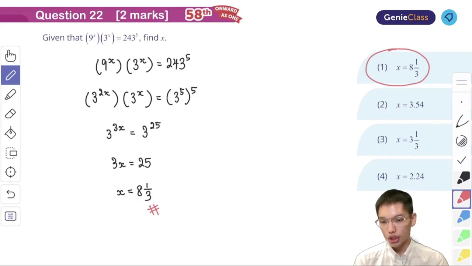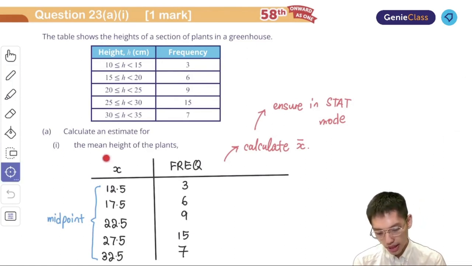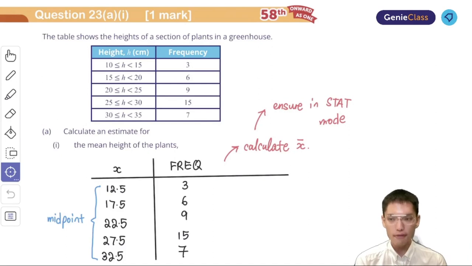Let's go on to the next question, which is our standard deviation question. Now, how do we actually calculate this? Look at the marks over there. Usually for such questions, when it asks you to calculate an estimate for the mean height of plants, you don't need to show the working at all. You just need to calculate, in this case, the value for x bar.